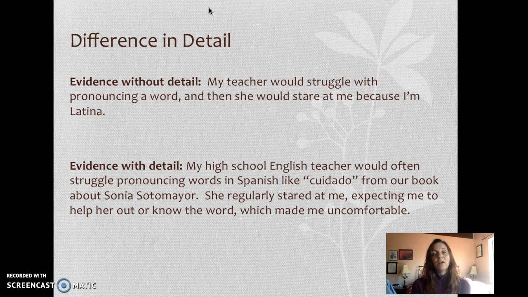So if you've written a draft or you're starting to write your draft now, which you should be doing, and you're getting to the point about discussing your example, go back and make sure you've given enough detail so that your reader will understand.